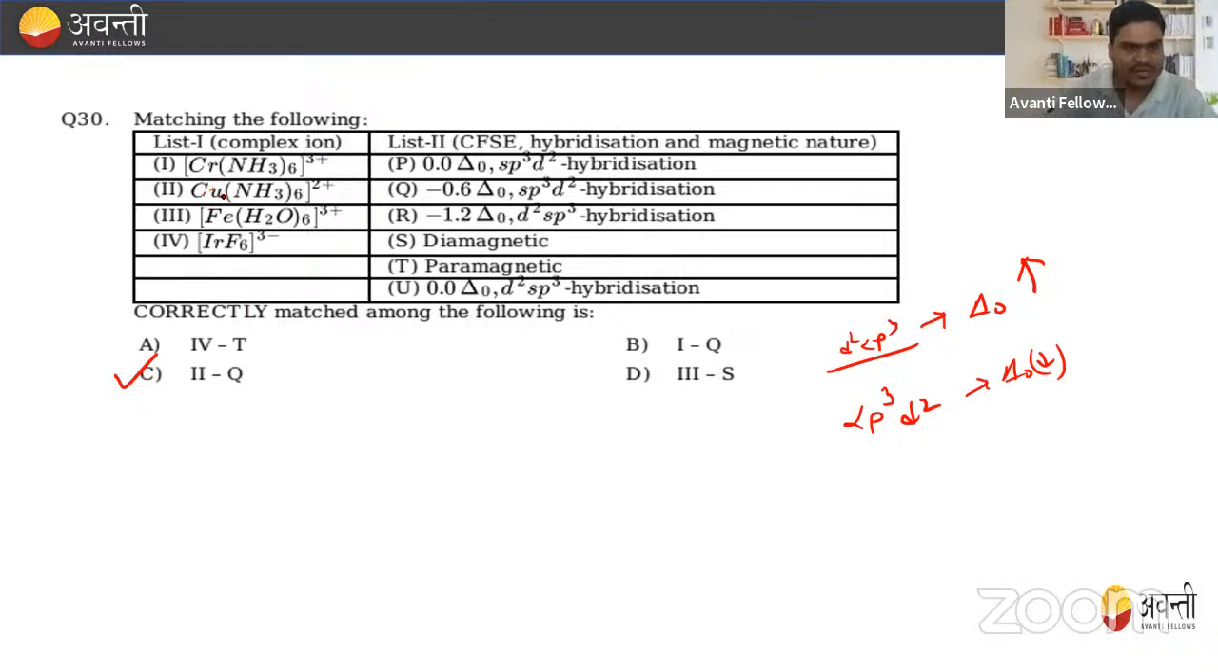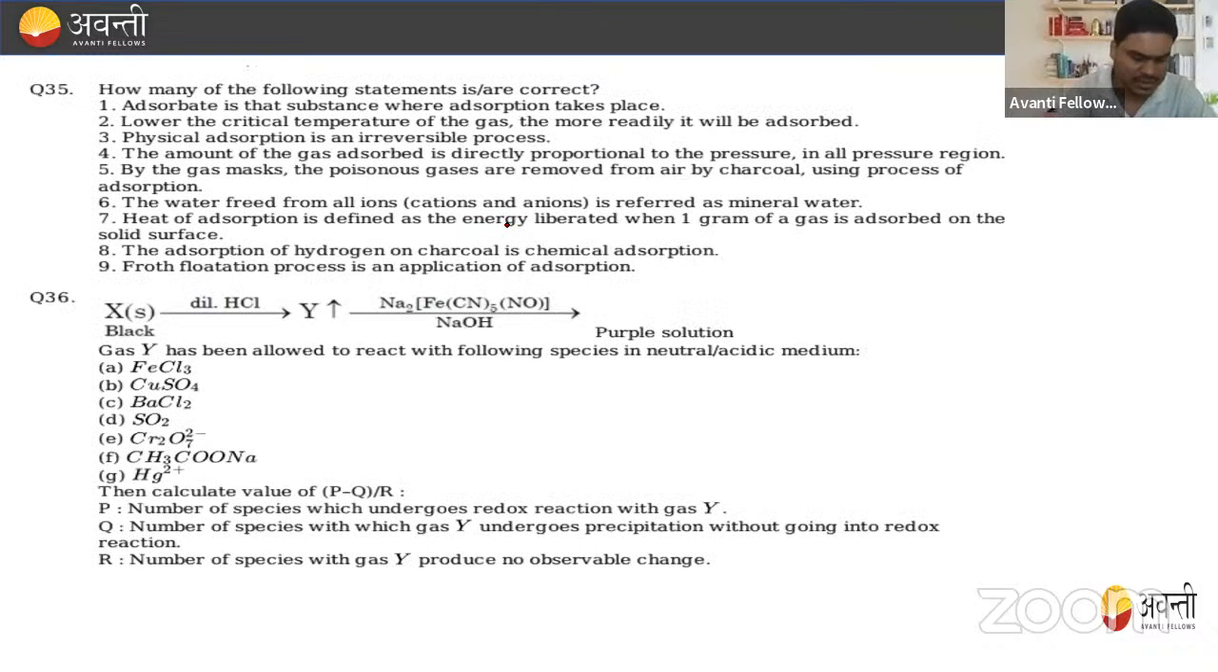How will you say that? Because copper NH3 6 2+ belongs to sp3d2 hybridization, right? So this is absolutely correctly matched.